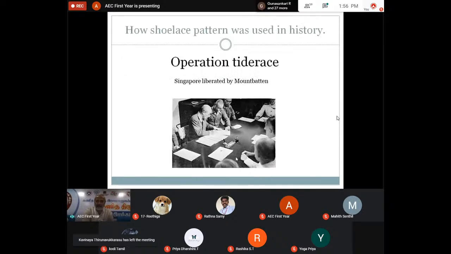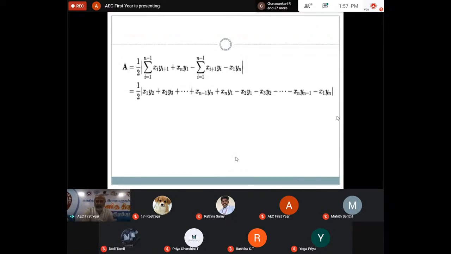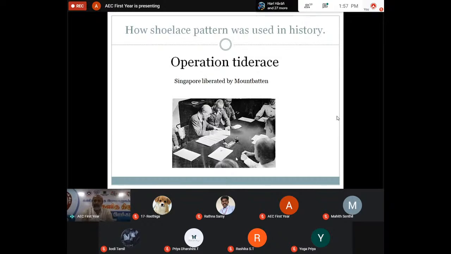There is another side to it, which is called the Gaussian problem. There is another side. Operation Deterrence was a war operation. So this shoelace problem is connected with this war problem. That's why I am putting this. It was liberated by Mountbatten. Who was Mountbatten? Mountbatten was the first Governor General of India. How the shoelace pattern was used in history is a very interesting thing.